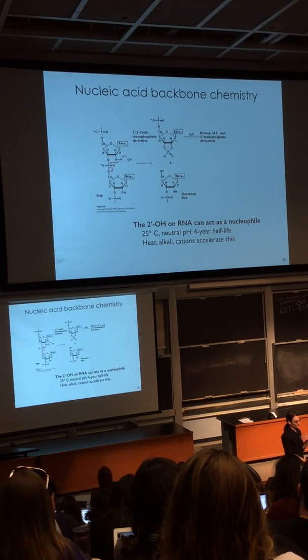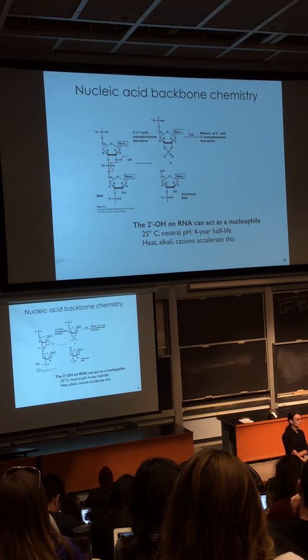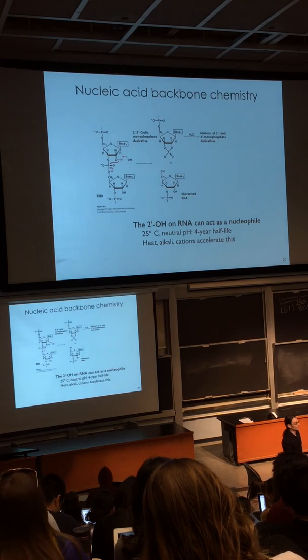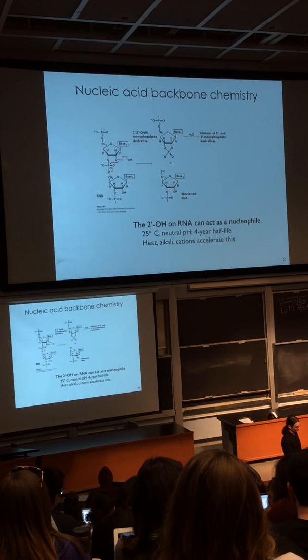So RNA in pure distilled water is not that fragile at room temperature, but in the context of living cells, there are lots of cations around. At higher temperatures, or definitely in the presence of base, it's much more fragile.